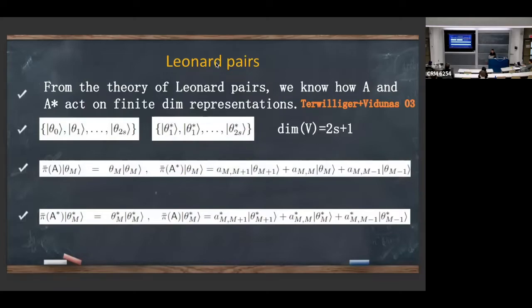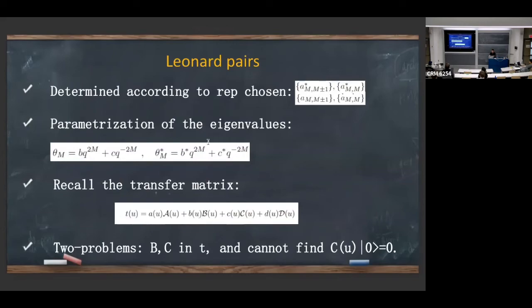And this Leonard pair is as follows. If theta is an eigenbasis of A, then A star acts tridiagonally on theta. All right, and the other way around: if theta star is an eigenbasis of A star, then A acts tridiagonally on theta m star. Okay, and these constants are chosen according to the representation, right? Here we use the following parametrization of the eigenvalues: theta m given by this formula here, and theta m star by a similar formula.